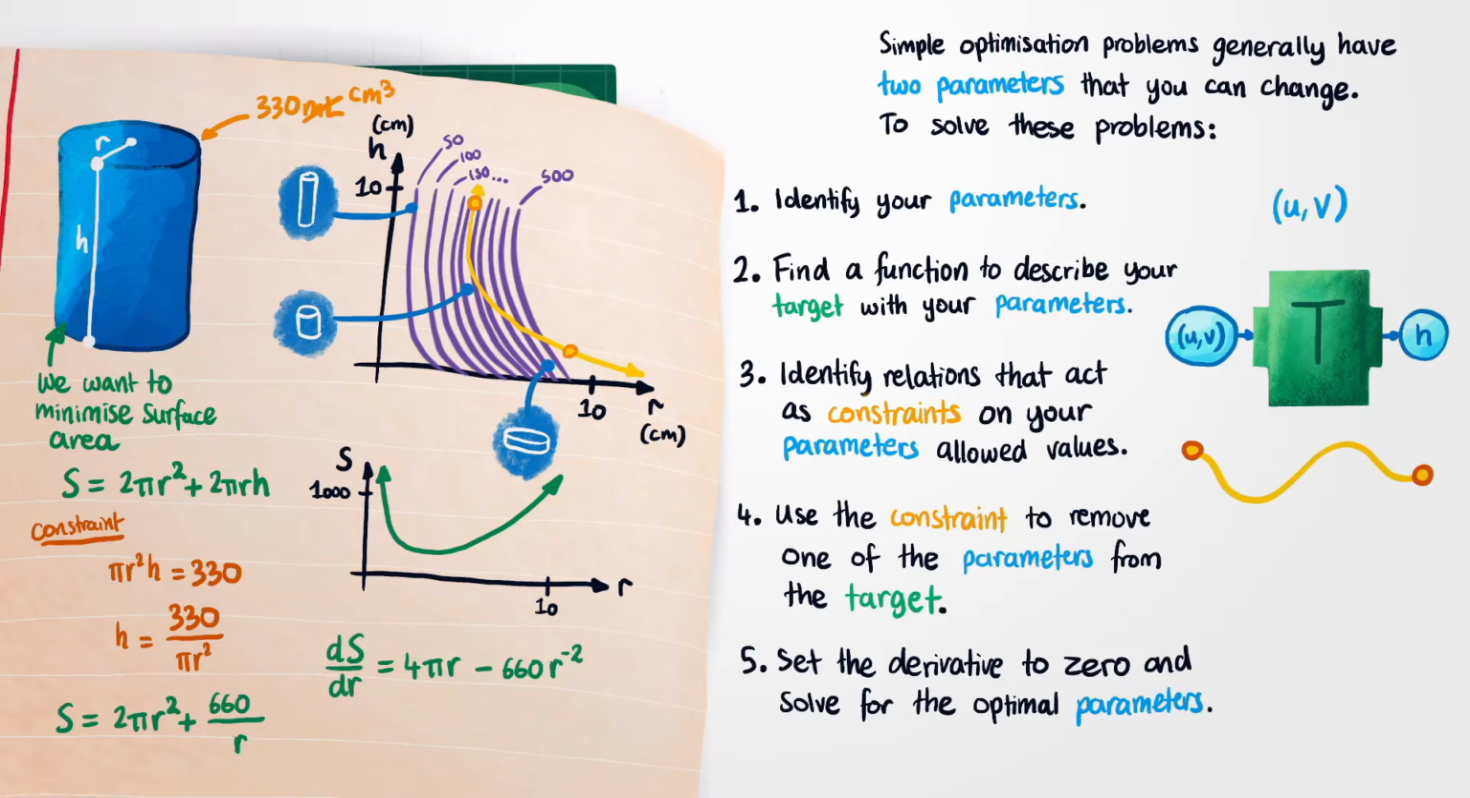Okay, so to differentiate this, remember we just write this as r to the power of minus 1, and then we just use the bring the power down rule to get this. Okay, and now we're finally ready to actually set the derivative equal to 0. So let's go ahead and do that, and then we'll simplify.